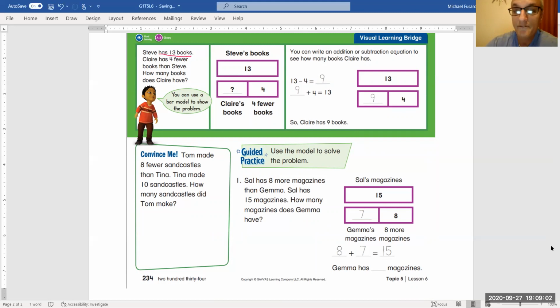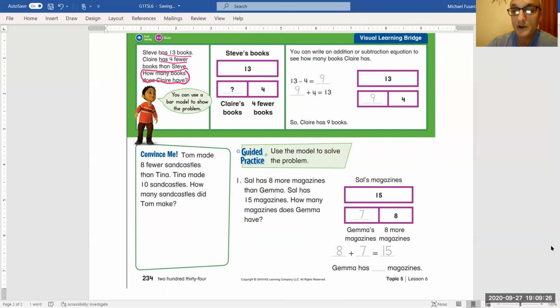Claire has 4 fewer books than Steve. Okay. So she's got 4 fewer books. How many books does Claire have? Well, that's what we're going to have to find out from this, okay? You can use a bar model to show the problem. And when they say that, boys and girls, it means showing where the numbers go, okay?